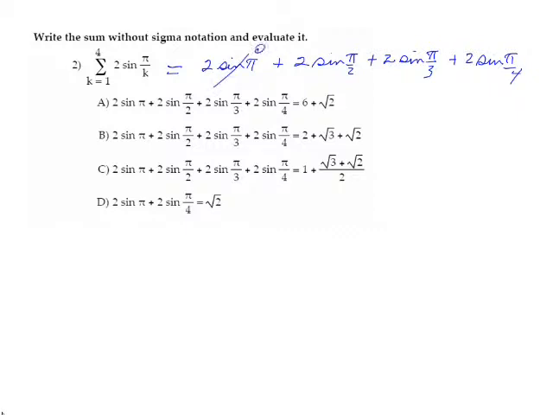Sine of pi is 0, so this term is 0. The sine of pi over 2 is going to be 1. Sine of pi over 3 is going to be the square root of 3 over 2. And sine of pi over 4 is going to be the square root of 2 over 2. So if you sum that up, you get 0 plus 2 plus square root of 3 plus the square root of 2, which happens to be answer B.